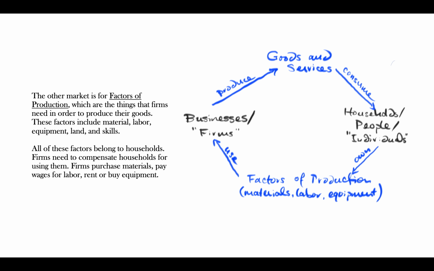Okay, so to summarize that again, all the factors of production are owned by households. Households then give those to businesses, and businesses convert those factors of production into the goods and services, which the businesses then sell to households. So this is one of the circles through which goods flow.